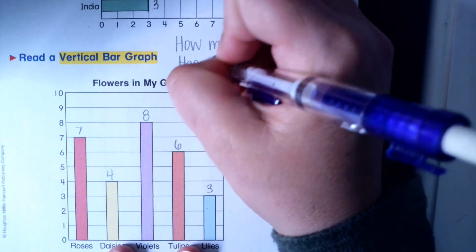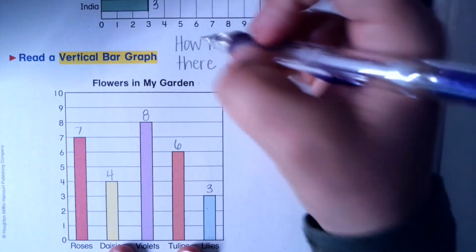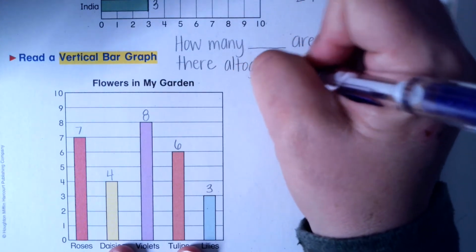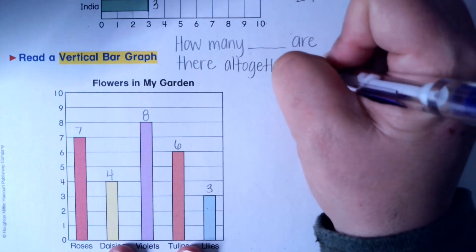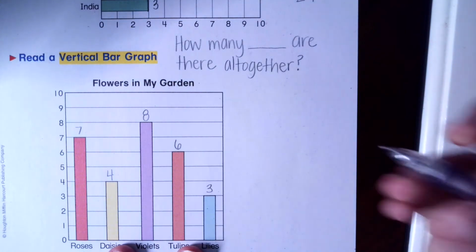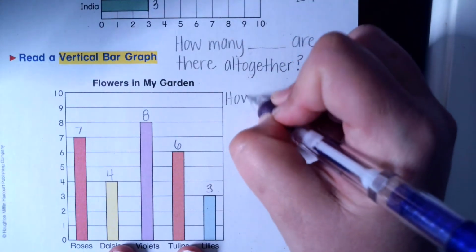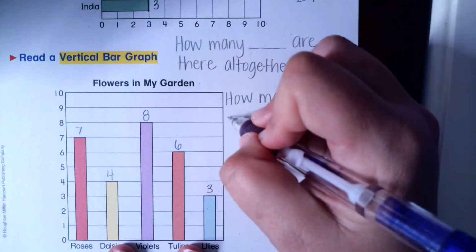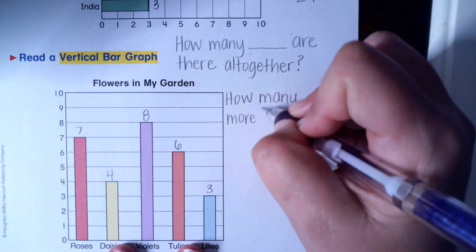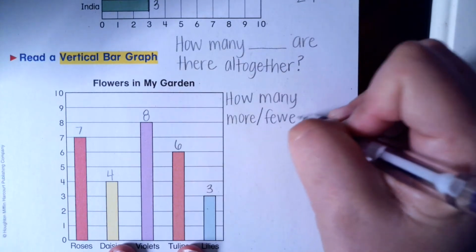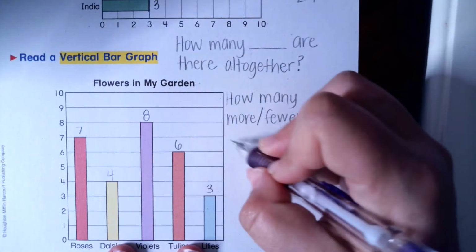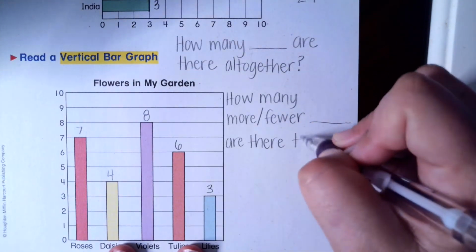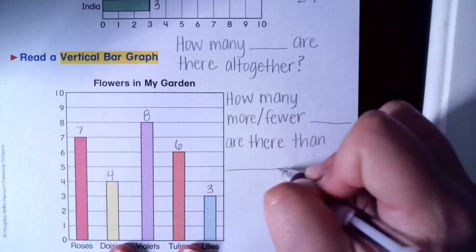How many blank, so how many coins or how many flowers are there all together? You're also going to have to answer your question, so choose wisely. How many more or fewer blank are there than blank?